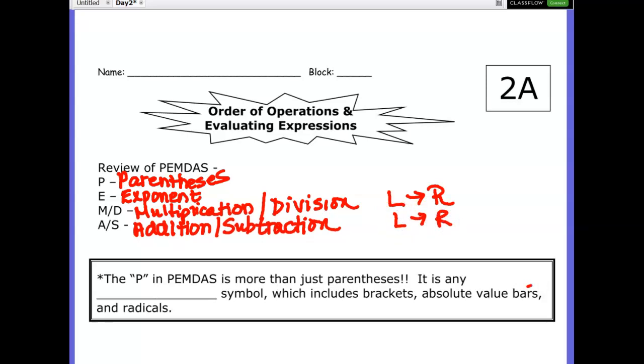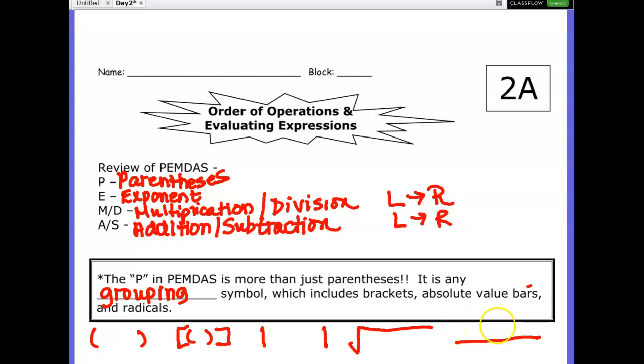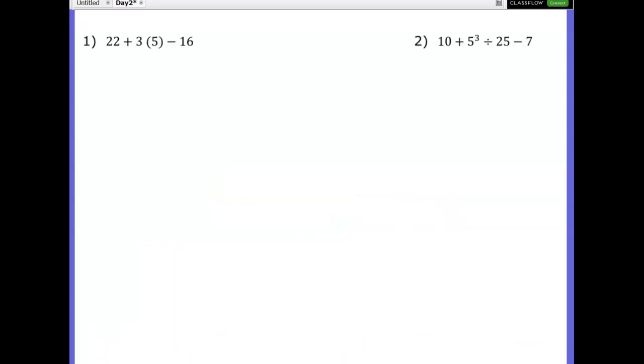The P in PEMDAS is actually more than just parentheses. It's any kind of grouping symbol. By a grouping symbol, I mean, well, we group with parentheses, but you might also see brackets. You could even see parentheses inside of brackets. You can see absolute value bars, and you could see radical signs. Those are all considered groupings, and also our fraction bar. Sometimes a fraction bar works as a grouping because you might have some calculations in the numerator and some calculations in the denominator, and then that big fraction bar works as a grouping. So let's jump right into some of our examples.